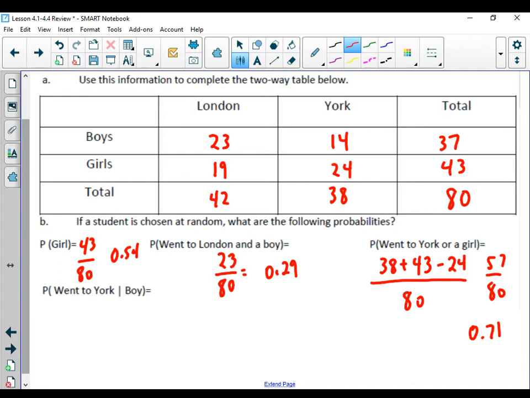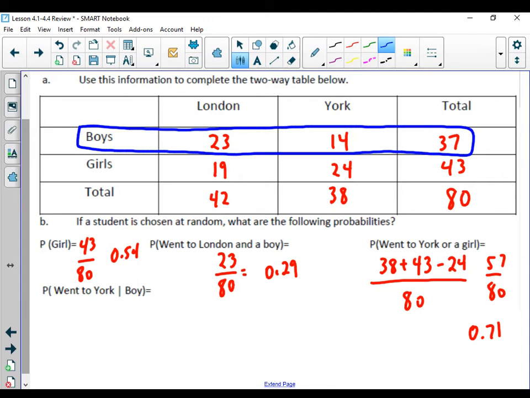Then the last one is a conditional. It says, what's the probability they went to York given that they were a boy? So that means I'm only going to focus on the data concerning boys. Well, in that data, 14 went to York out of the 37 boys that we had in our data set. And 14 out of 37 is about 0.38.